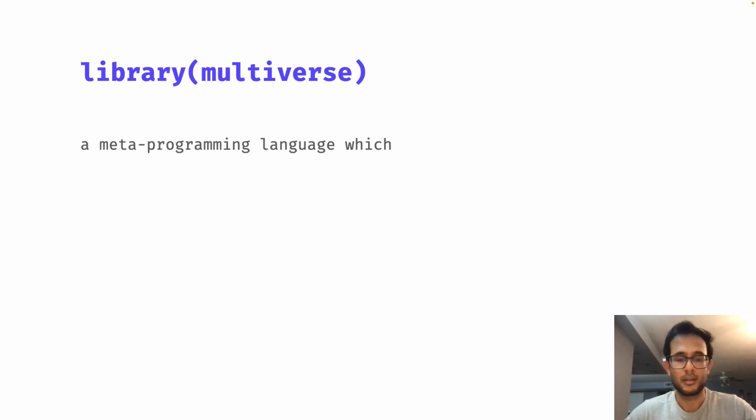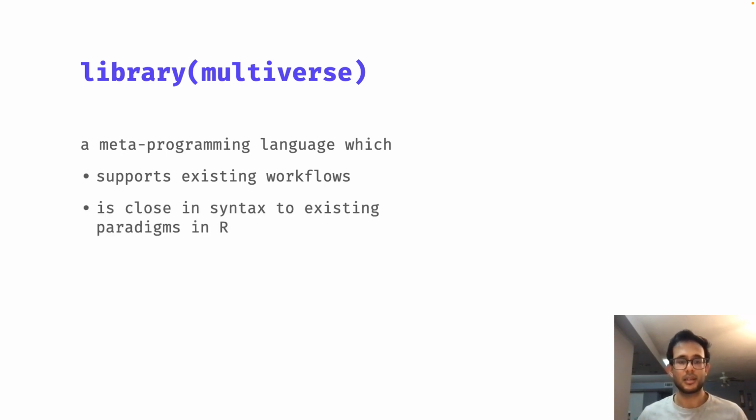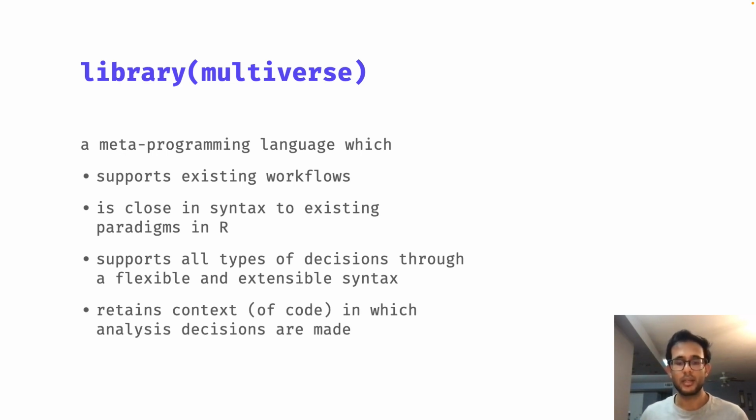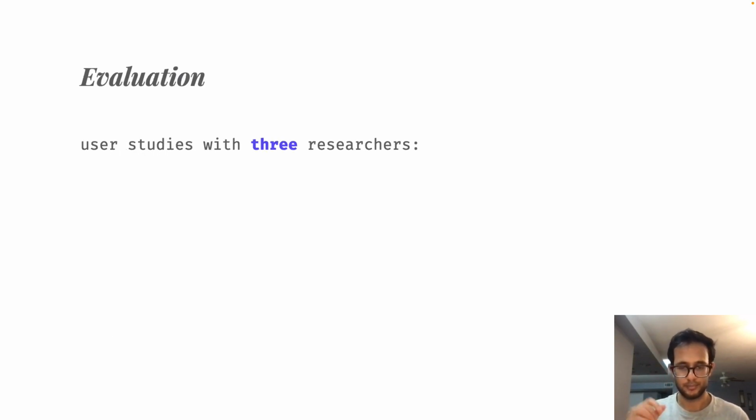But to summarize, Multiverse is a metaprogramming language for R. It integrates with Markdown and R scripts to fit into existing workflows of users. It is close in syntax to the existing paradigms of how users program in R. It supports all types of decisions that one might want to specify in a multiverse analysis through a flexible and extensible syntax. It retains the context of the code in which the decisions are being made.